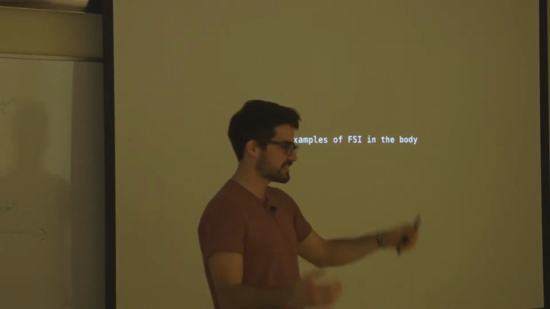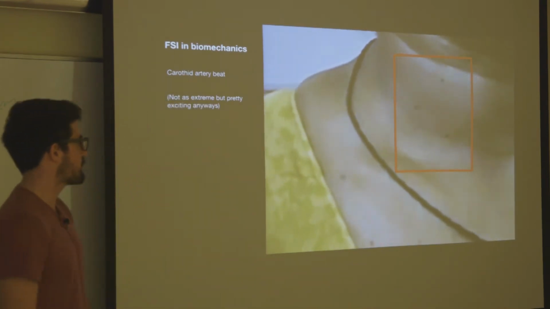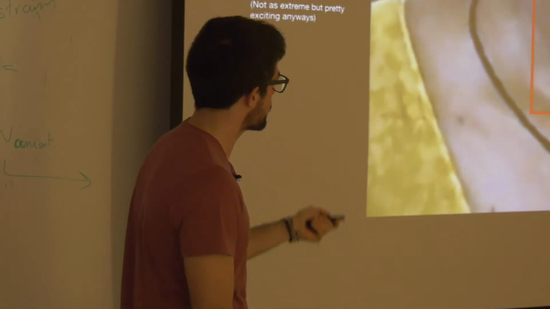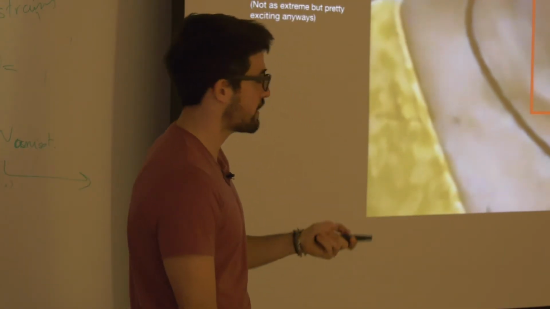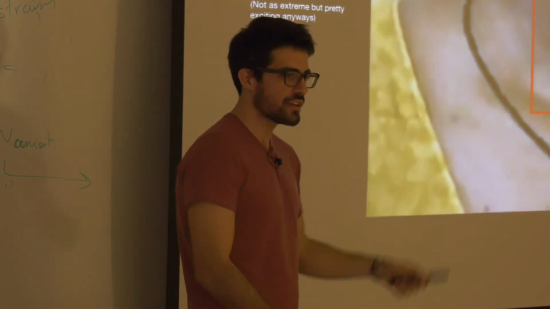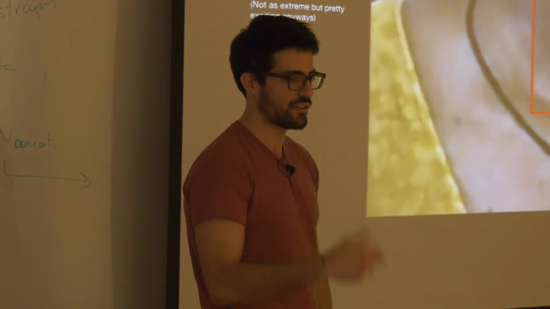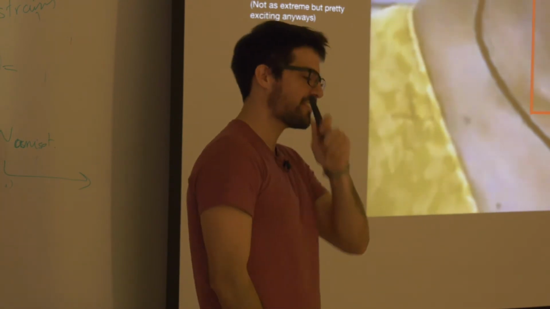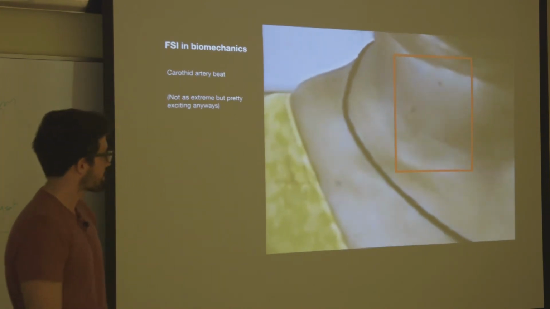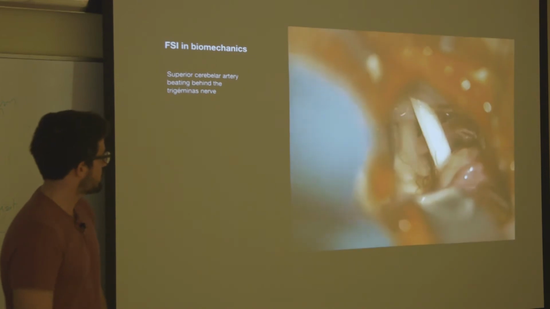So some other examples of FSI in the body. For example, here you have something that you probably saw when you were looking at yourself in the mirror. This is the carotid artery beating due to the heartbeat. This is not as shocking as a guy dying, of course, but now after you see your artery beating in the mirror, you will say, hey, that's FSI, and you will remind me about me.